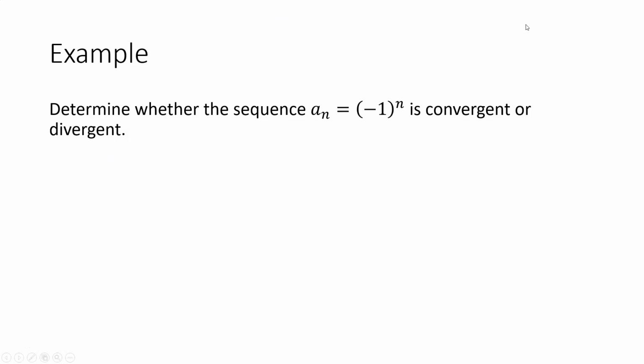In this example, we're looking at the sequence a_n equals (-1)^n. Let's look at what the terms look like. Notice that because it's just this factor (-1)^n, the terms are just going to alternate between -1 and +1. So each term just jumps back and forth between -1 and +1.